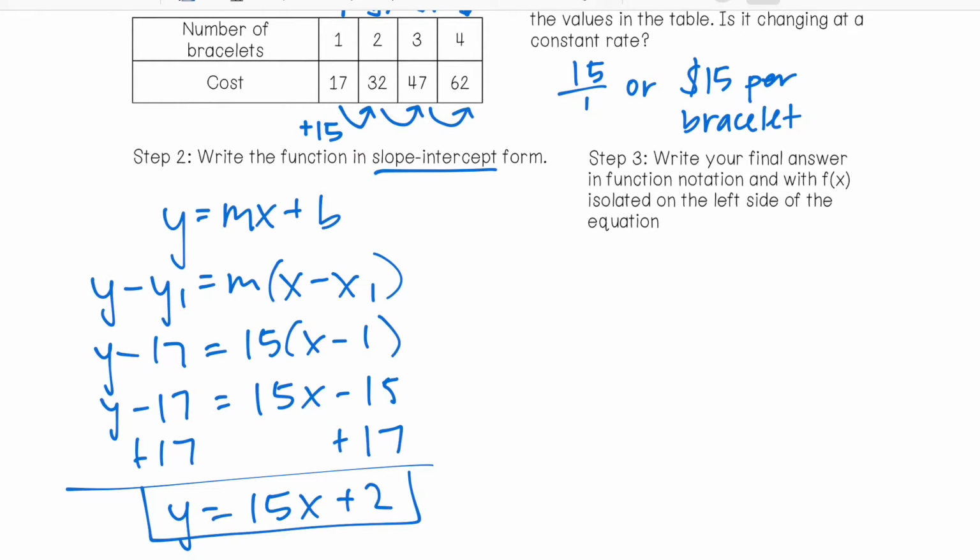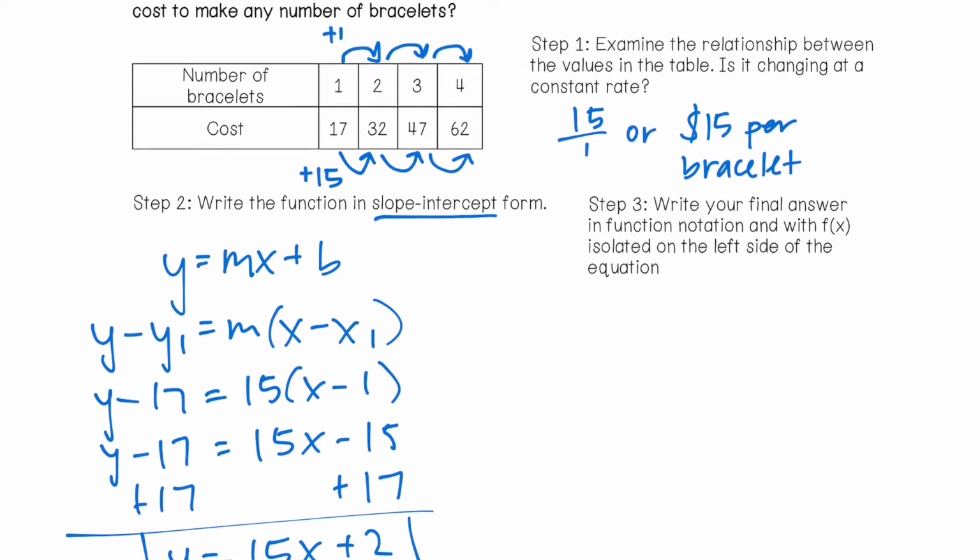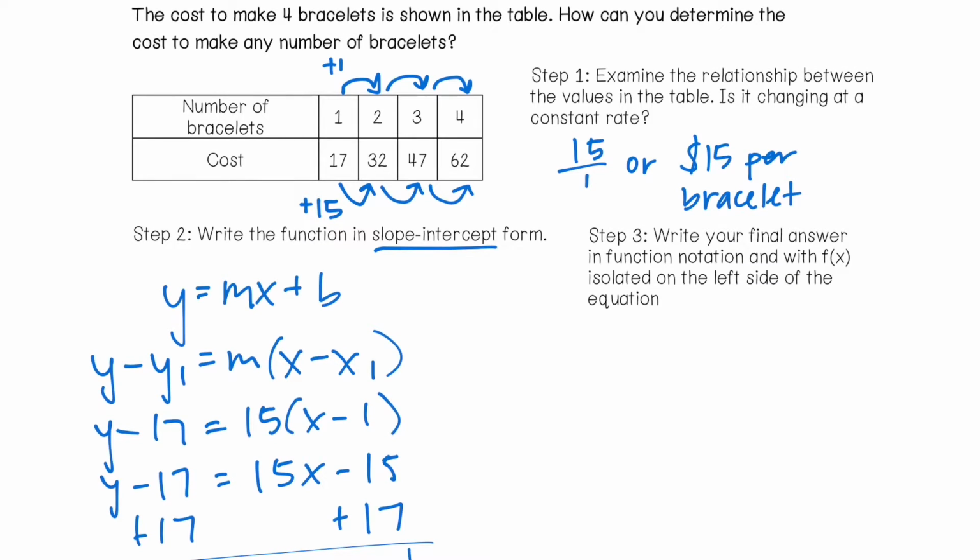My final equation in slope-intercept form is y equals 15x plus 2. So what that means is when 0 bracelets have been made, I'm still paying a cost of $2. And that $2 could be something maybe like setting up the business or learning how to make the bracelets or something, but the idea is that before we've made any bracelets, we've already paid $2.